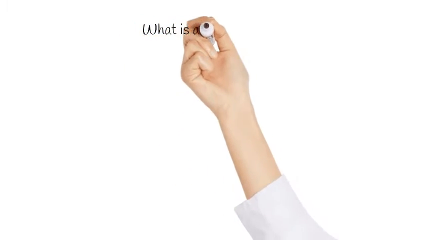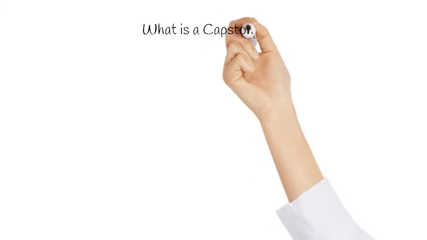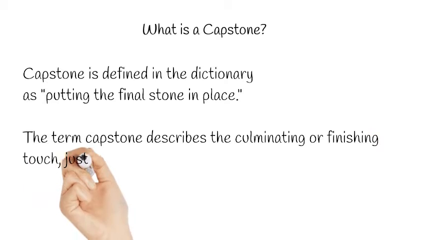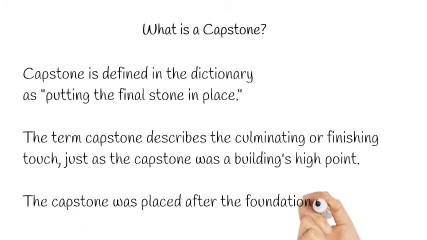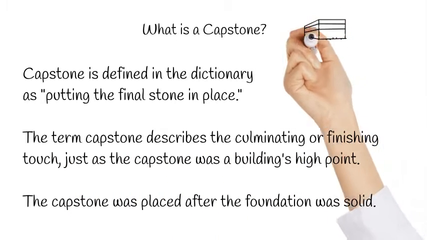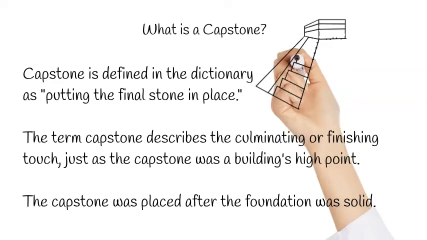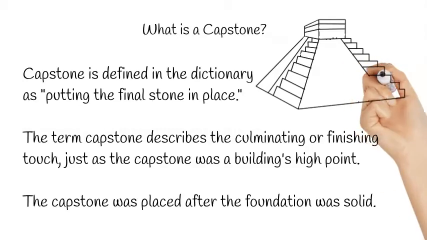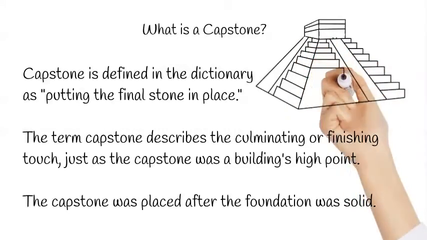What is a capstone? Capstone is defined in the dictionary as putting the final stone in place. The term capstone describes the culminating or finishing touch, just as the capstone was a building's high point. The capstone was placed after the foundation was solid.